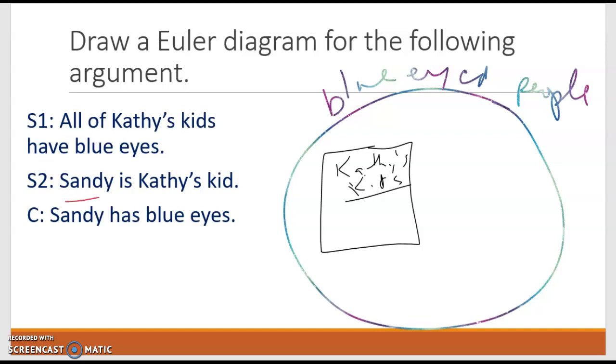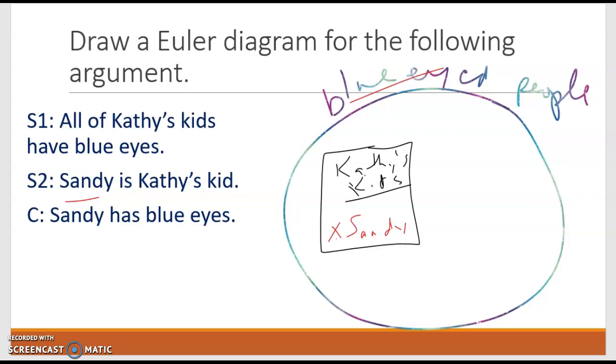Now, Sandy is Kathy's kid. That means Sandy falls inside this black square because she is identified as Kathy's kid. So the conclusion is that if Sandy falls inside the black square and the black square falls inside the bluish, purplish circle, then yes, Sandy also has blue eyes because she is also inside that big circle. So this over here to the right, the circle, the square, the X, this is the Euler diagram that shows the relationship between the two statements and the conclusion, right? Which is a syllogistic argument.